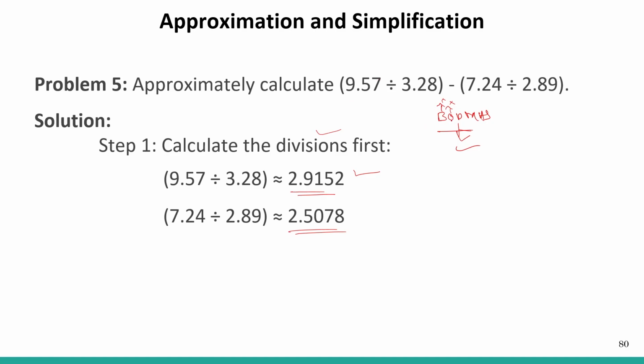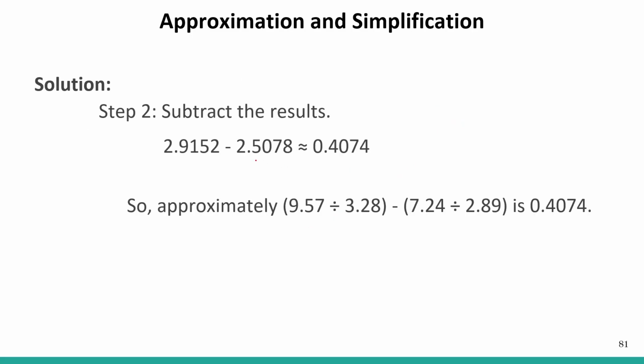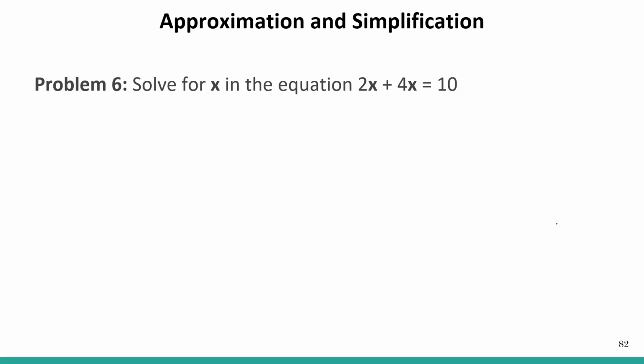Now what is left? Multiplication. Are there any? No. Any addition? No, only subtraction, right? So we go for that subtraction. 2.9152 minus 2.5078 is approximately equal to 0.4074. So approximately, 9.57 divided by 3.28 minus 7.24 divided by 2.89 is equal to 0.4078. So this will be the correct answer.